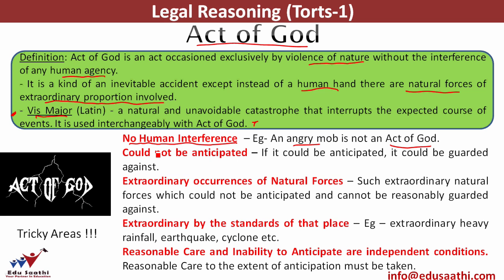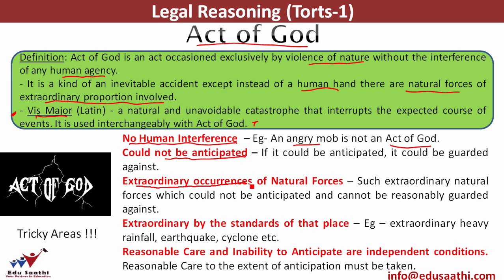For taking the defense of act of God, the event should be unanticipatable. It should not be a foreseeable event. If it could be anticipated, it could be guarded against. For example, if the weather department anticipates that there could be heavy rainfall tomorrow, the harm to humans could be guarded against by keeping them indoors. So it should be an event which cannot be anticipated.